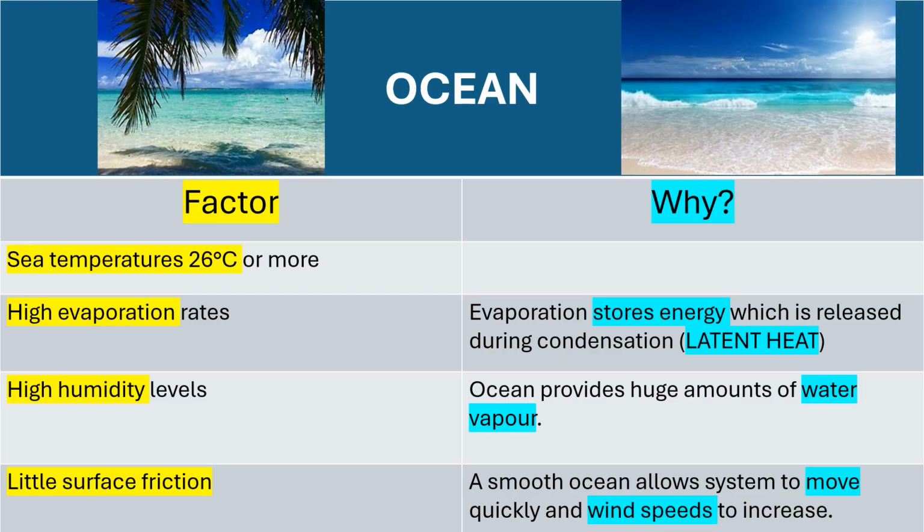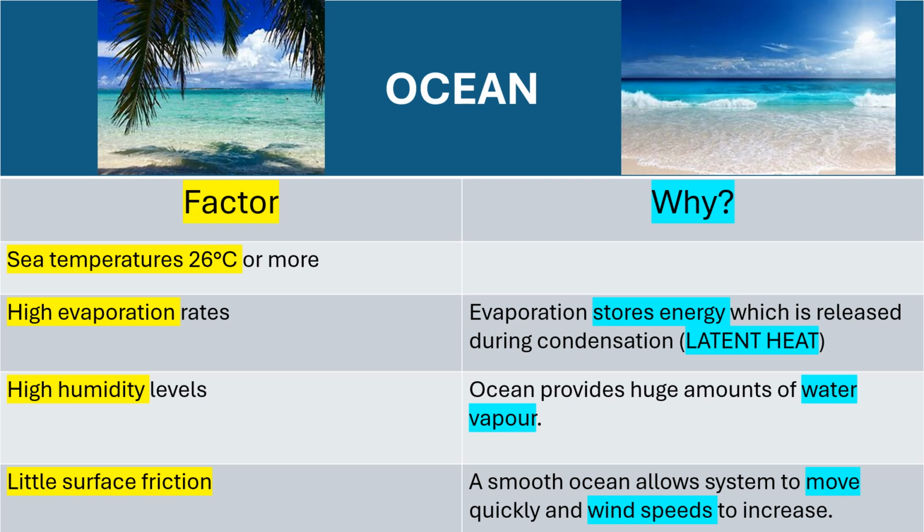The ocean plays an important role in the formation of tropical cyclones. The sea surface temperature is required to be 26 degrees Celsius or more. The ocean allows for high evaporation rates and high levels of humidity. The surface of the ocean should be relatively smooth to allow for very little surface friction.